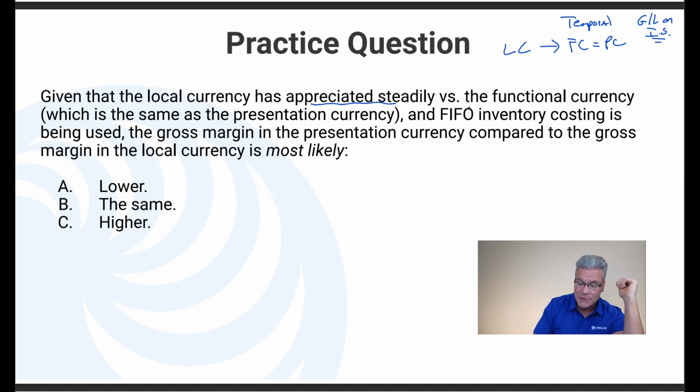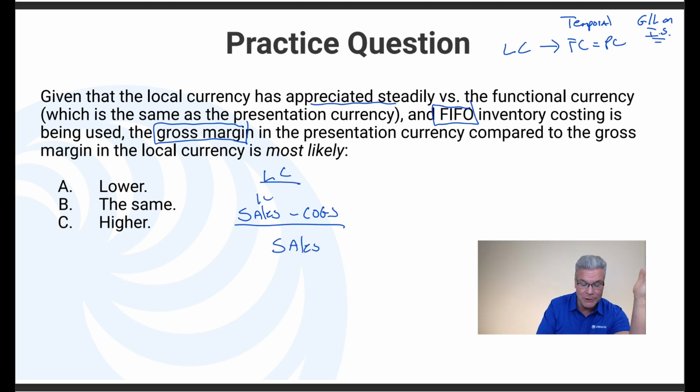All right, they tell us the subsidiary is using FIFO inventory costing, so they sell the old. And they want us to know the gross margin in the local currency versus the gross margin in the presentation currency. This is the helpful hint, the tip I want to show you. Let's make up easy numbers. So in the local currency, you got your sales minus your cost of goods sold divided by your sales. There's your gross margin. Make up whatever numbers you want. 10 minus 4, sales are 10, so your gross profit margin is 0.6.